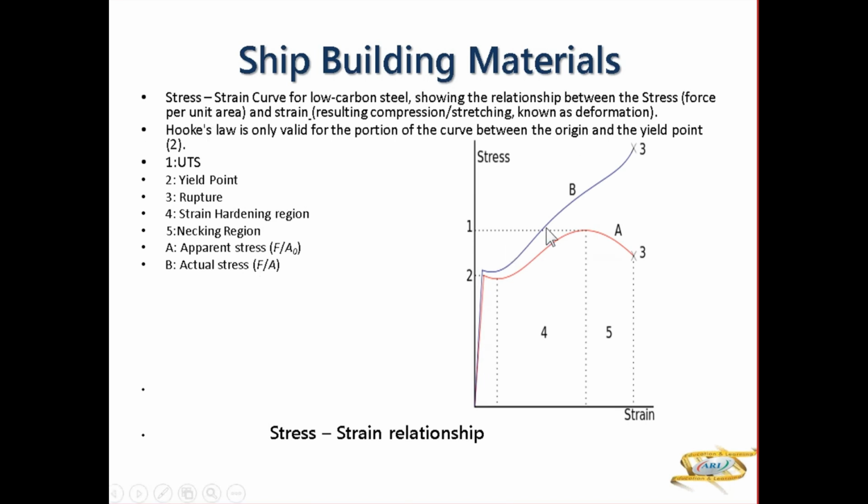So now you have stress strain relationships here. You have the UTS, apparent stress and all. I will not do this, I've already explained this. 5 is your necking phase. 4 is your strain hardening. So 4 is your strain hardening and 5 is your necking stage. 3 will be rupture.